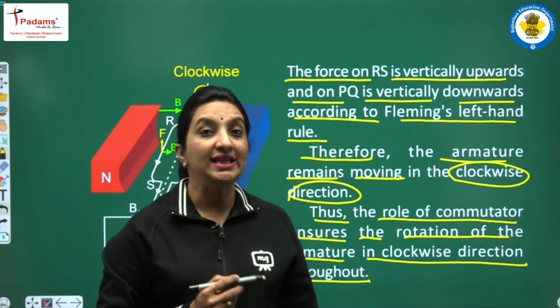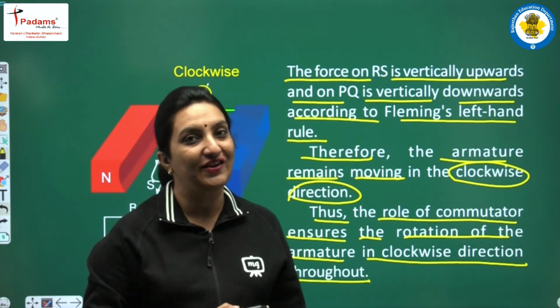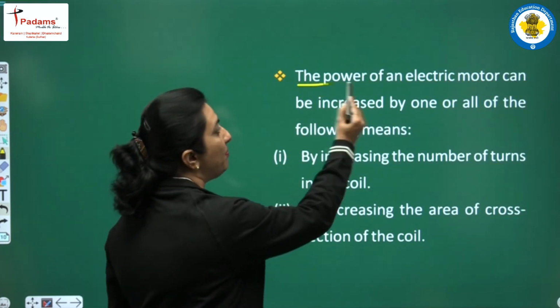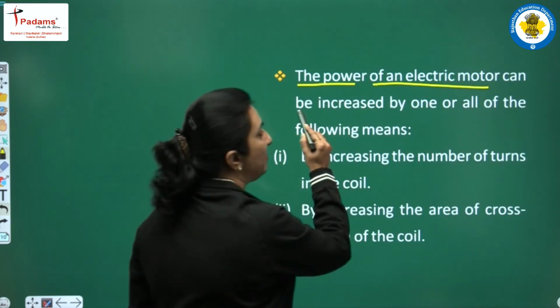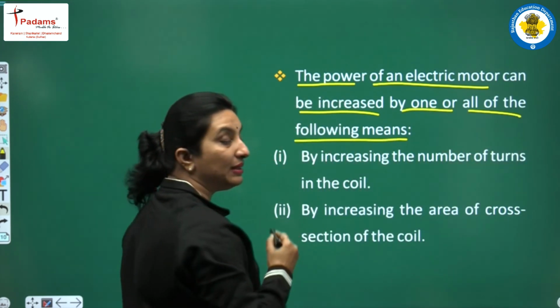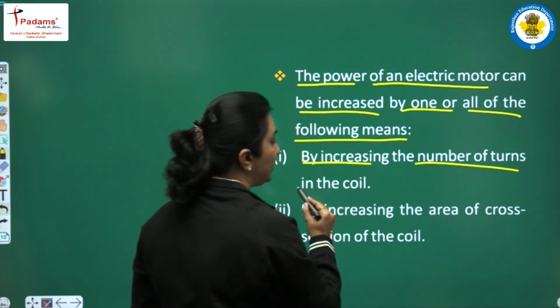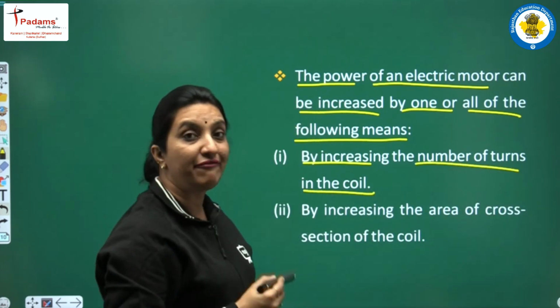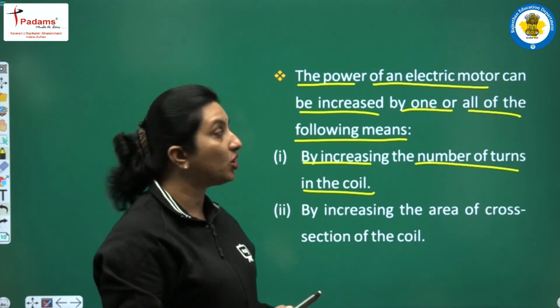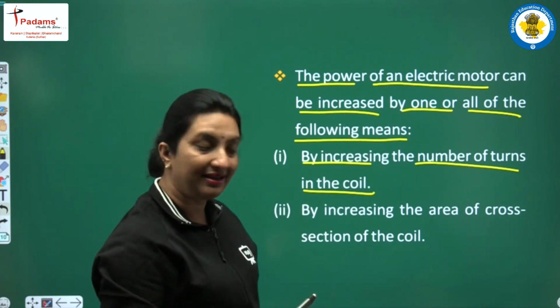So students, now let's see how the power of this electric motor can be increased. The power of an electric motor can be increased by one or all of the following means. By increasing the number of turns in the coil, the power of the electric motor can be increased.